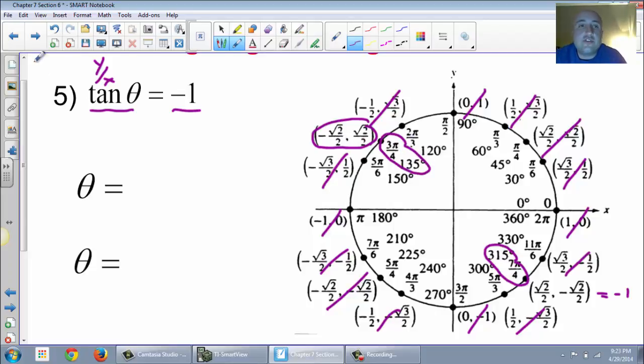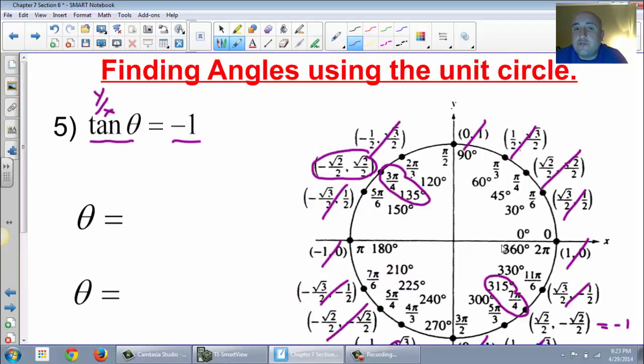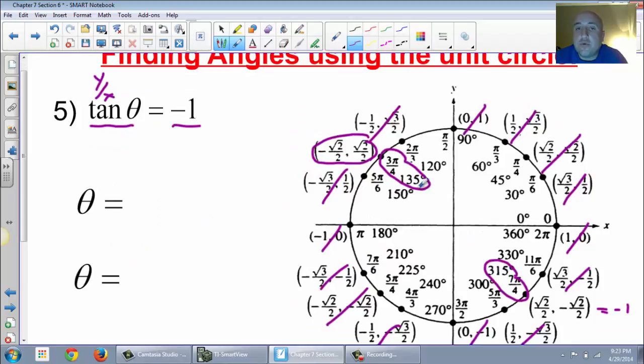Okay, so let's look at our restrictions now. Let's go back to our restrictions. Tangent is the right-hand side. So which of these two are on the right-hand side, 315 or 135? If you notice, 315 is on the right-hand side. So my answer is 315 degrees, or the radians would be 7 pi over 4. And I get that right from my unit circle.